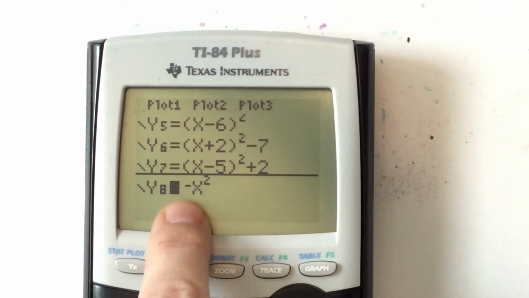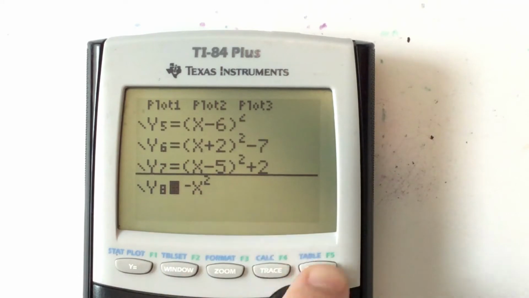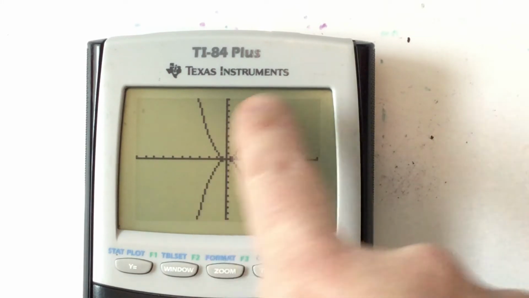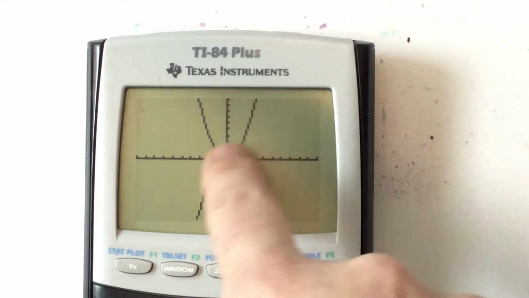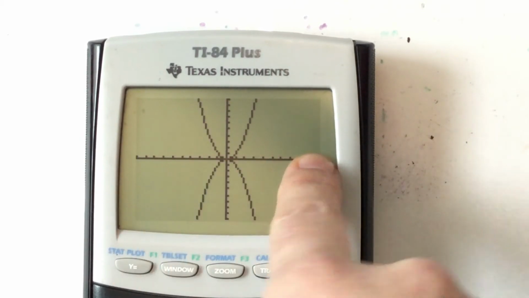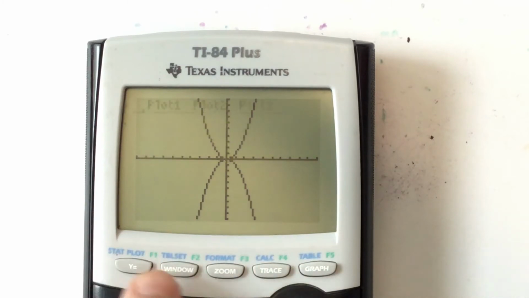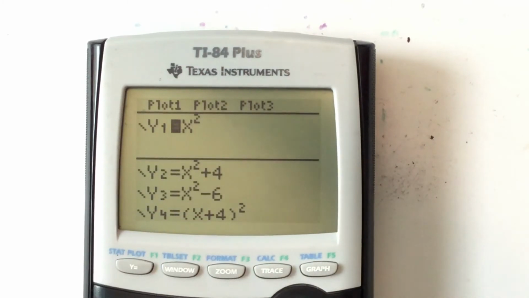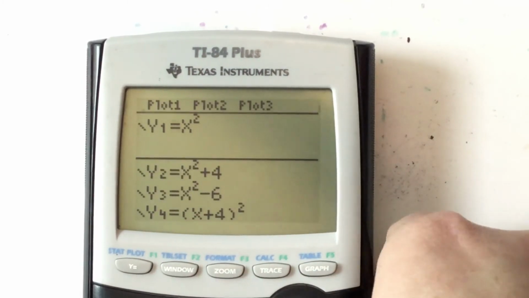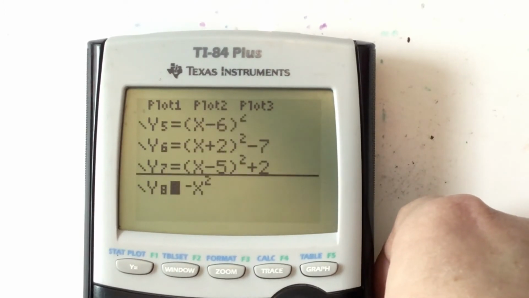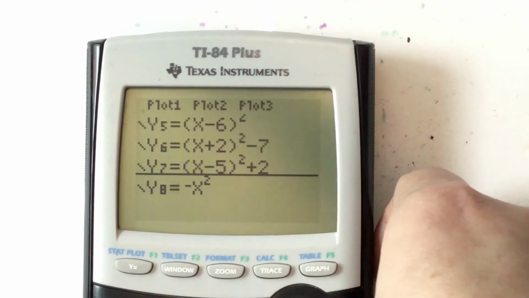Now, this one, all I did was I stuck a negative in front. So let's see what a negative in front does. So here's your parent, and here's what the negative does. It flips it. This is a reflection of the parent over the x-axis because it flipped it over the x-axis. So if you ever see a negative in the front, you're going to call that a reflection over the x-axis, or say it reflects over the x-axis.